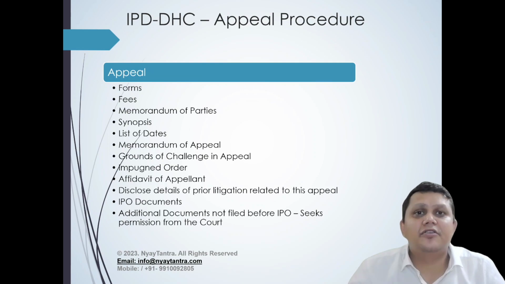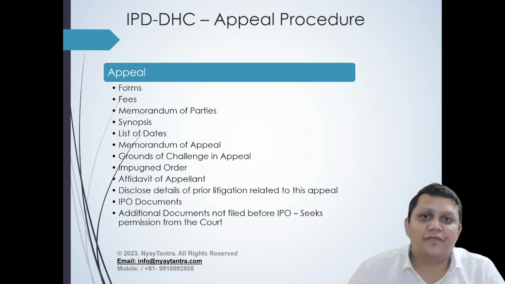For example, you did not get any opportunity of personal hearing before the Intellectual Property Office. That violates the principle of natural justice, so that ground should be covered in your appeal petition.